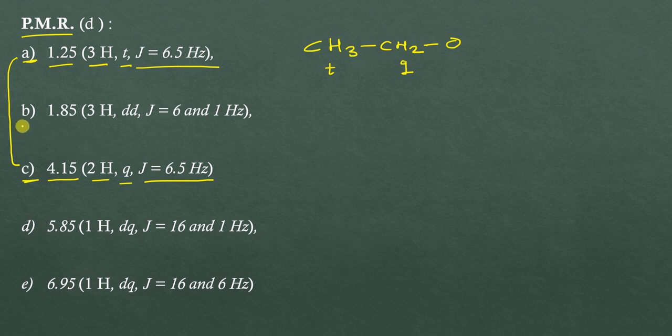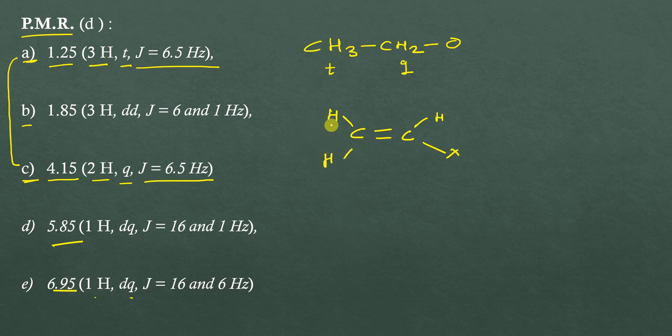Now we'll focus on this B, D and E: 1.85, 3H doublet of doublet, 5.85, 1H doublet of quartet, 6.95, 1H doublet of quartet. So if you see this, this is in the region of alkene, right? So we'll write first this monosubstituted alkene. I'll explain this for a monosubstituted alkene, right?